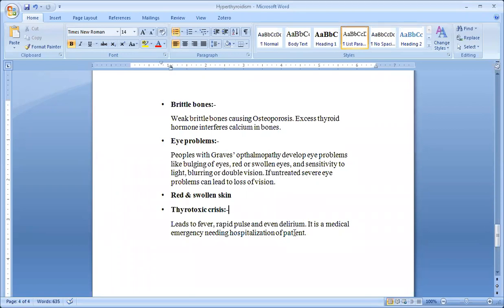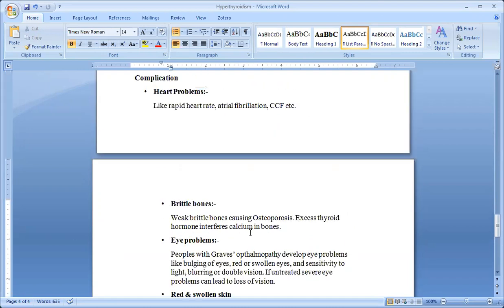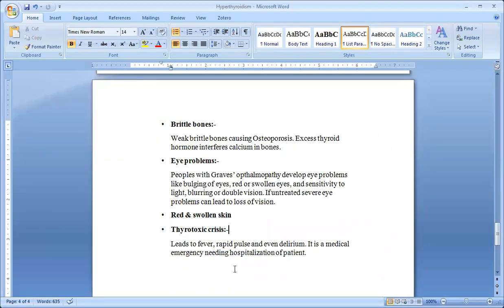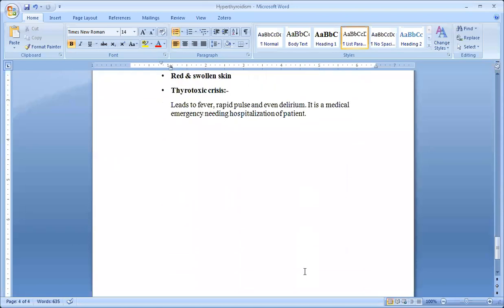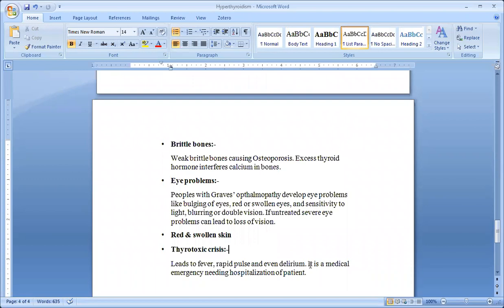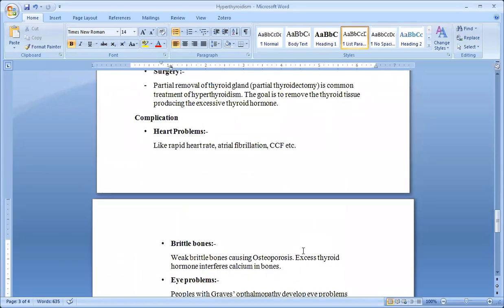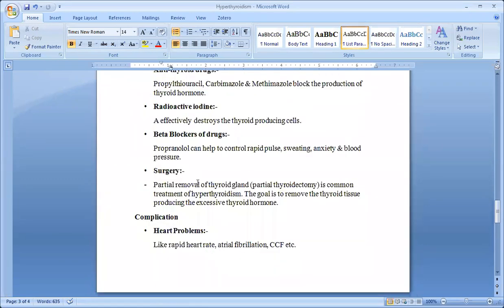They also will not get what is happening, that is the delirium. It is a medical emergency needing hospitalization of the patient. In this thyrotoxicosis, what is there? It is a medical emergency. We need to hospitalize the individual or patient. This is all about hyperthyroidism. So we will see the memory points now.